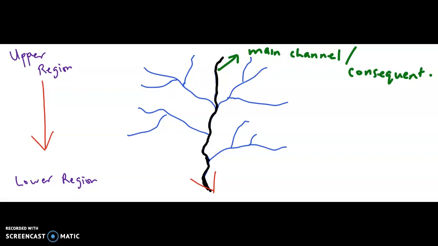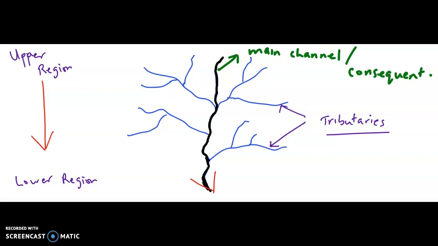Now, if we were to look specifically at the blue lines or those blue streams, students, those blue streams are merging into the main channel. All right, and they are known as tributaries. Tributaries, again, are streams which merge into a main channel.